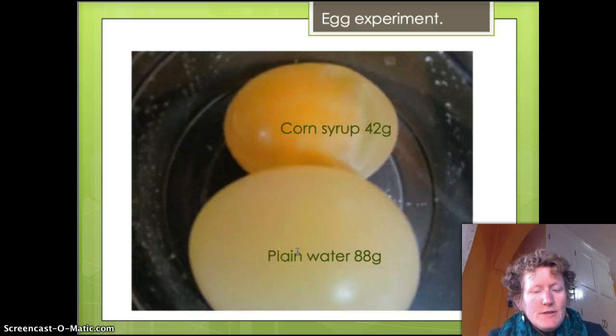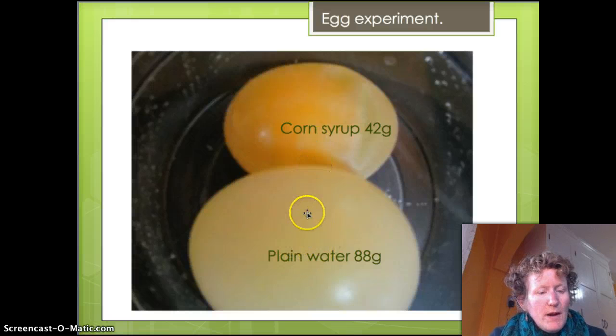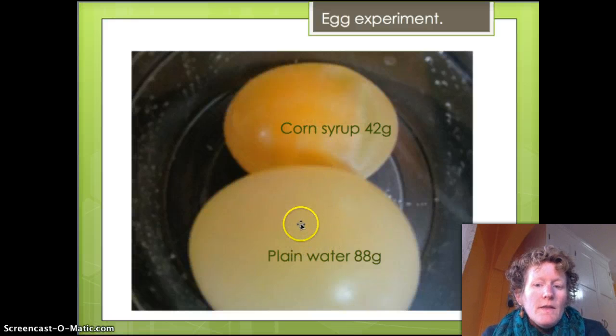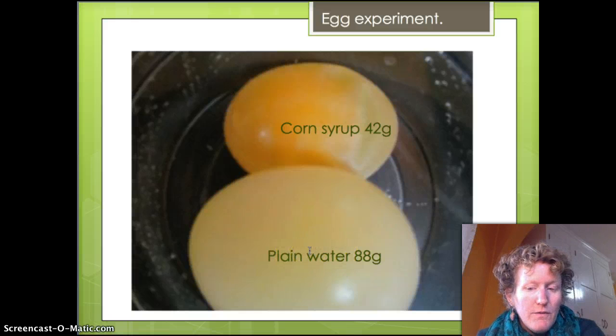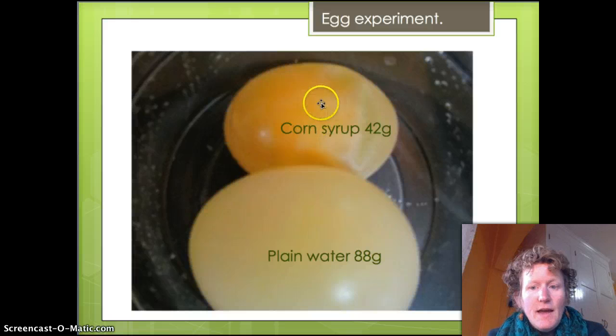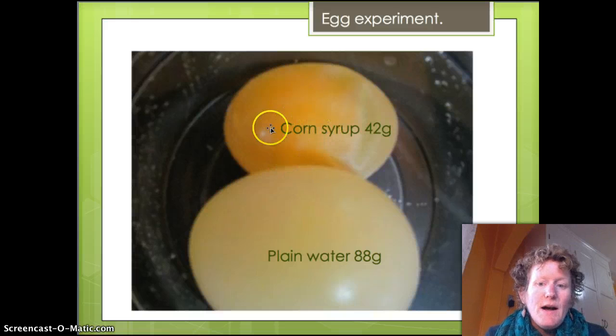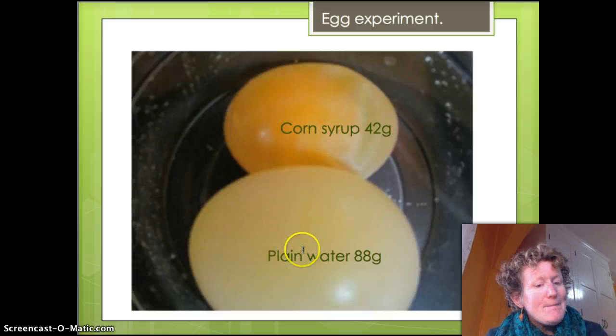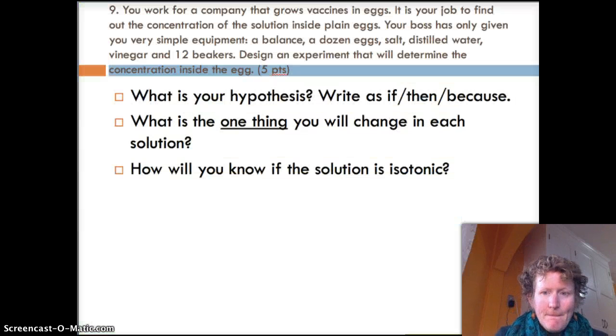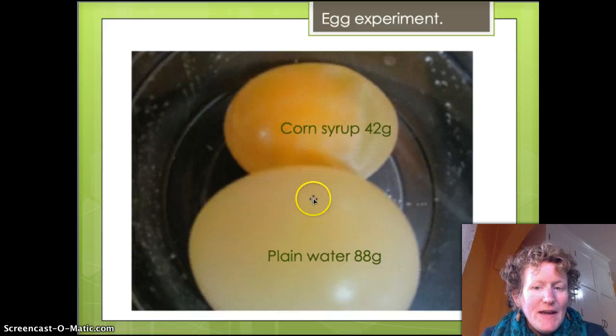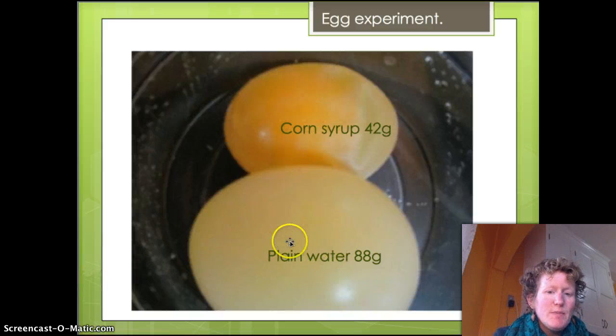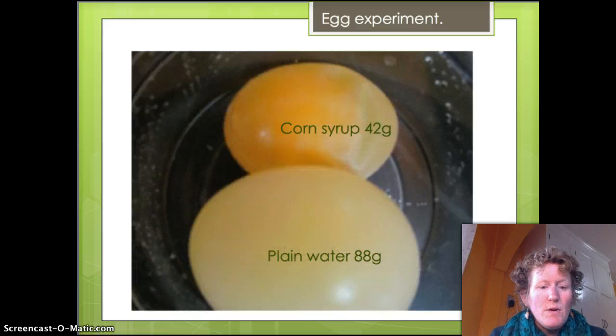When I did this experiment last year, I took the eggs out of their solution and I weighed them, and they both weighed about the same at the beginning. The egg in the plain water had gained about 40 grams, and the egg in the corn syrup had lost about 40 grams. So there's a big difference whether you put something in a hypertonic solution or a hypotonic solution. Wait, let's go back. This is a hypertonic and a hypotonic solution. Hypo means below, like hypothermia is below your normal temperature.